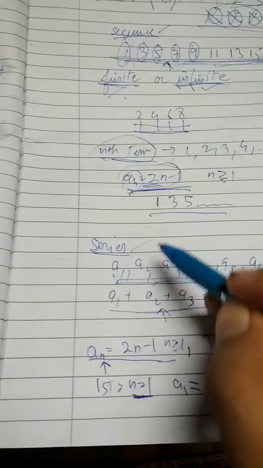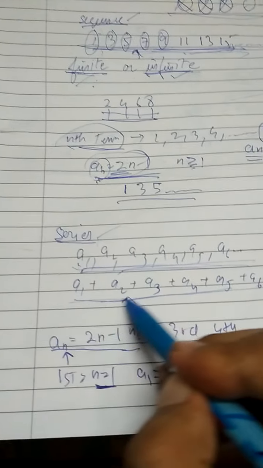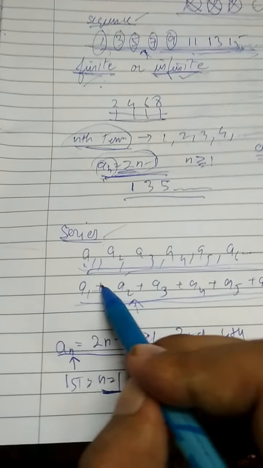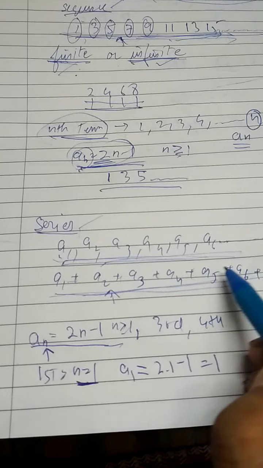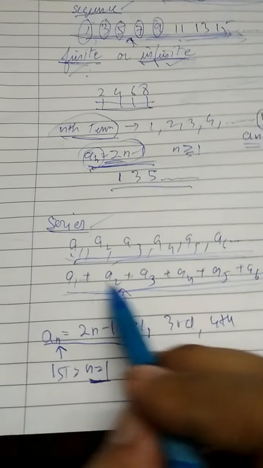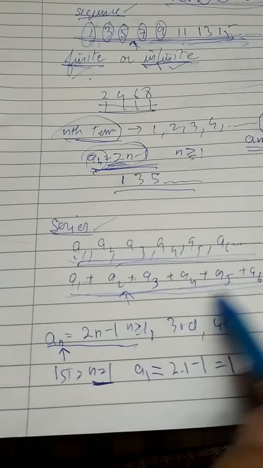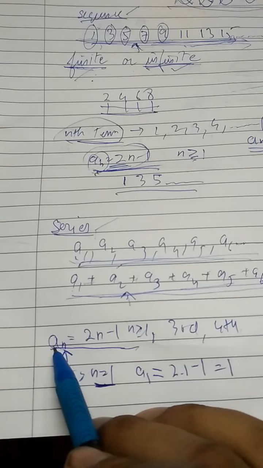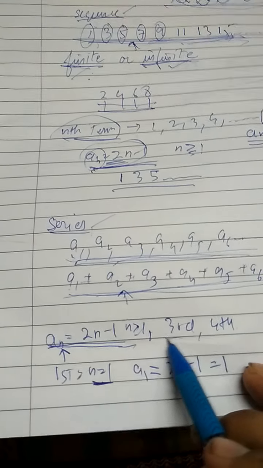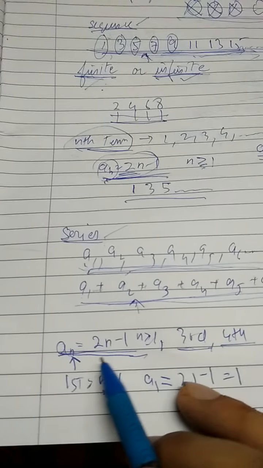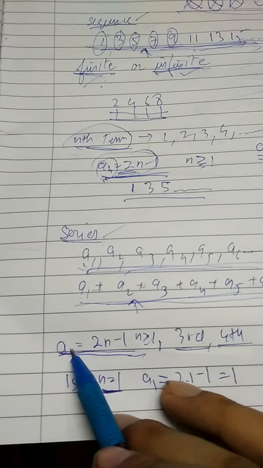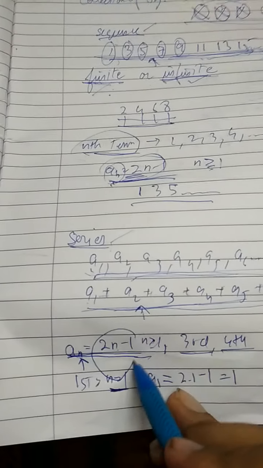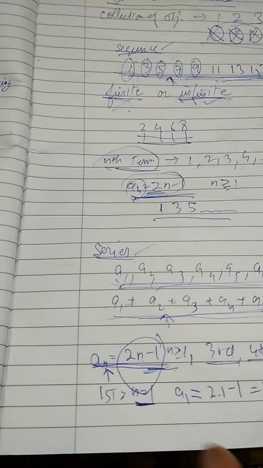Then we learned what a series is. We have a sequence and we need to form a series. How do we form the series? We just add these numbers, and we get a series. Then we learned that if we are given the nth term and we need the third and the fourth term, then we need to put n equal to 3 and n equal to 4 in it, and we will get the answer.